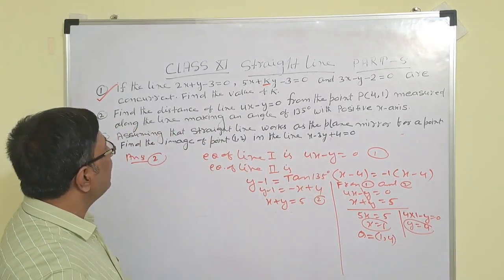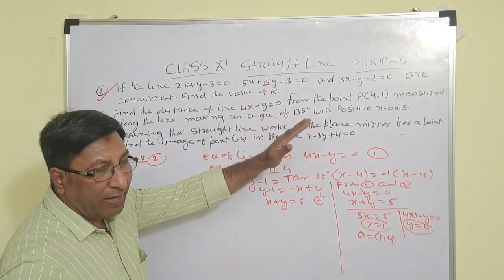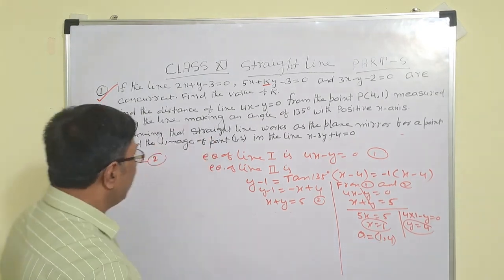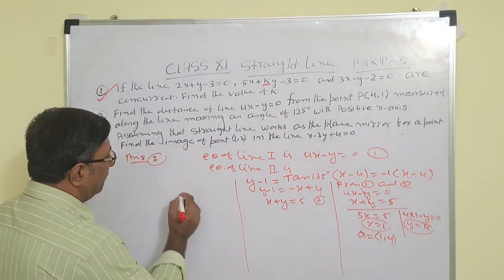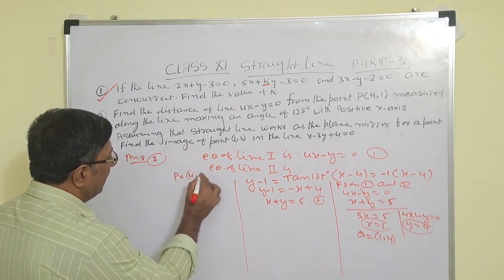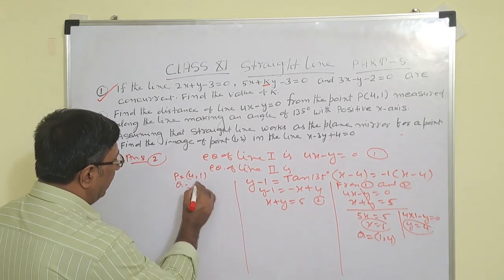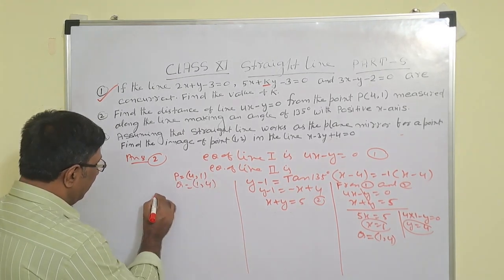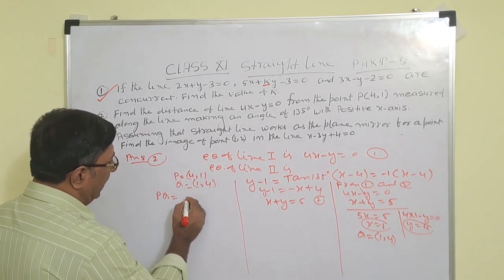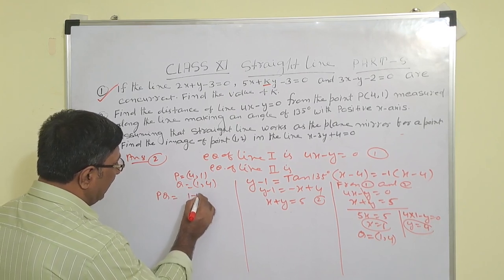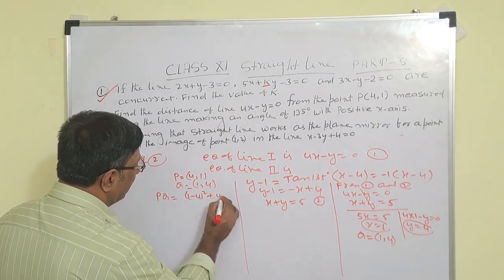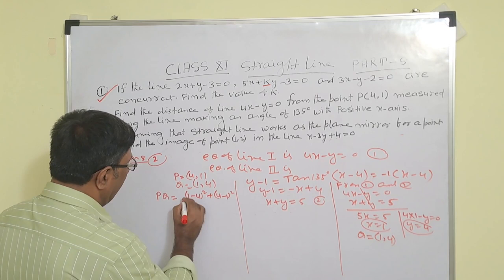Now we have to find the distance of this line from the point P. This line has a common point (1, 4), so we can very easily find PQ. Now P is given as (4, 1), right? And the point Q we have found is (1, 4). So the distance between the two points, PQ, equals the square root of (x2 minus x1) whole squared plus (y2 minus y1) whole squared. So (1 minus 4) whole squared plus (4 minus 1) whole squared, all under the root.